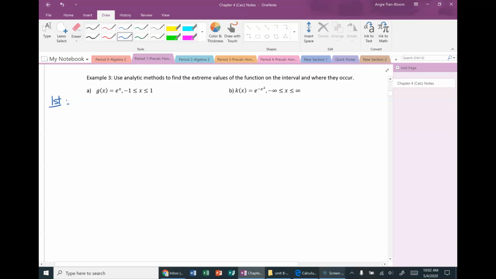First, it says here, use analytic methods to find extreme values. So first, you want to find the critical points. The critical points from the definition earlier is when the derivative is 0 or when the derivative does not exist. So first, we have to take the derivative. The derivative of e to the x is e to the x.